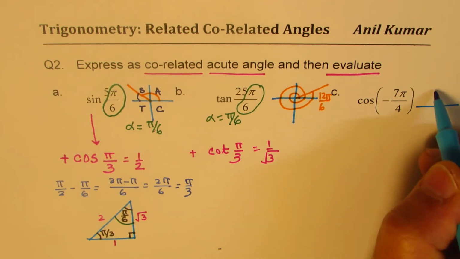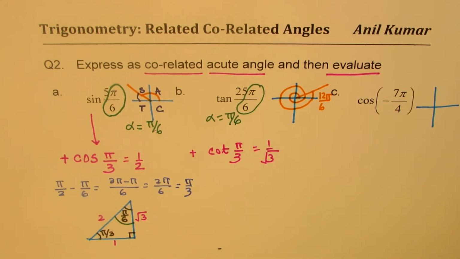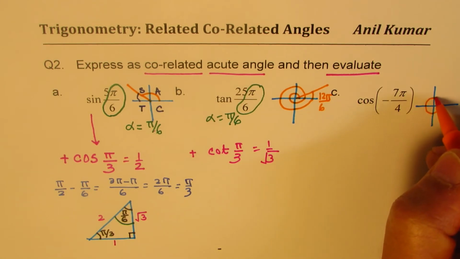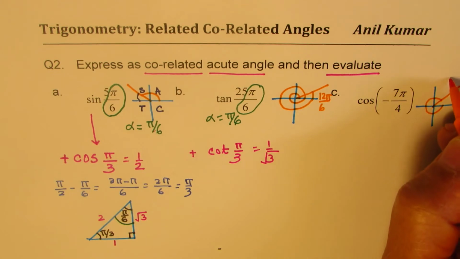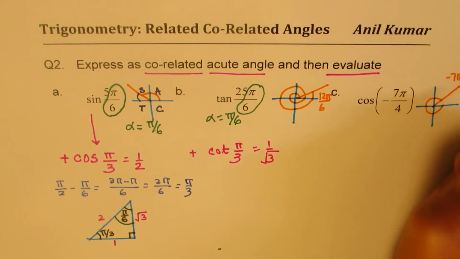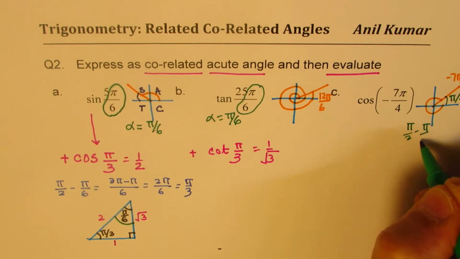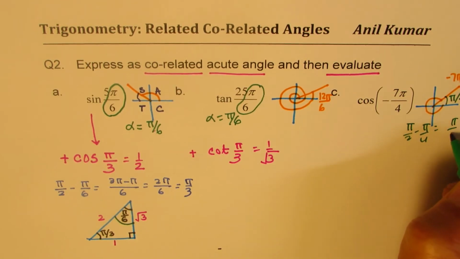So when we say minus, we have to move in clockwise direction. Total is 8, 1 less than 8 is 7. So we'll land up here. This is minus 7 pi by 4. The acute angle is pi by 4, correct? And pi by 2 minus pi by 4 is actually pi by 4.